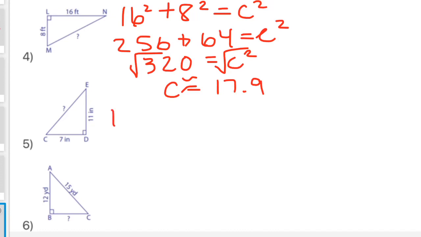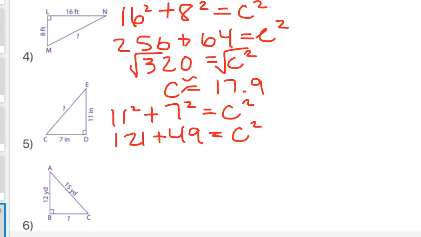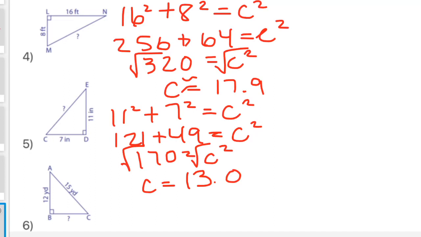So again, we're missing the hypotenuse. We have 11 squared plus 7 squared equals c squared. So we have 121 plus 49 equals c squared. So 121 plus 49 equals 170. We're going to find the square root of both sides. Square root of 170, c equals approximately 13 for our side lengths. If you wrote 13.0, that's fine, but you really don't need the 0.0. Pause the video and try number 6 on your desk.